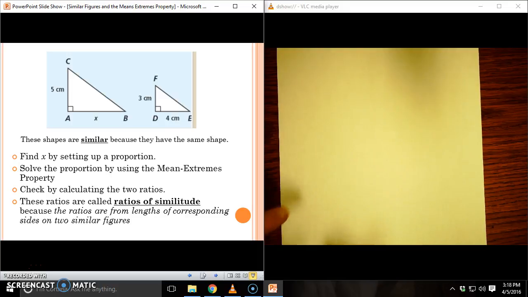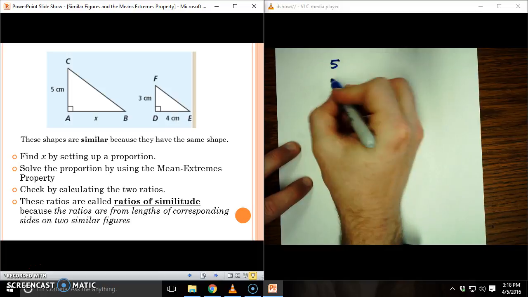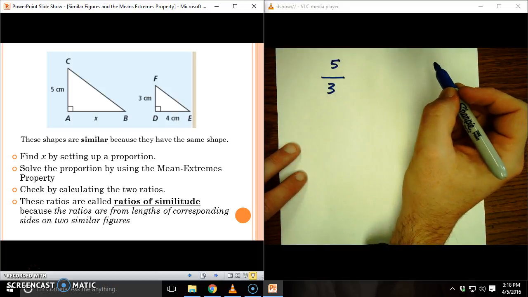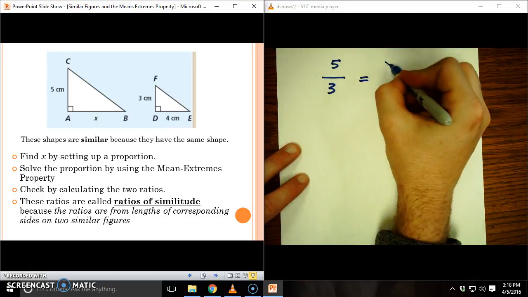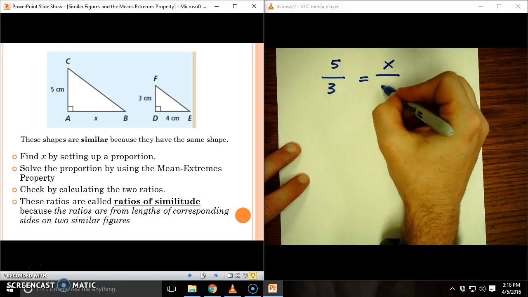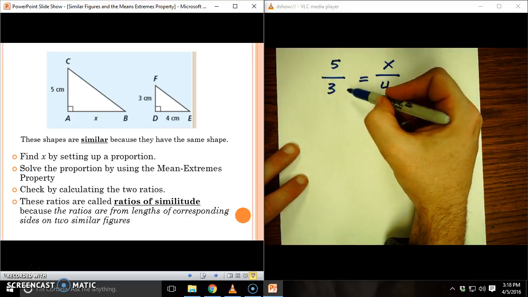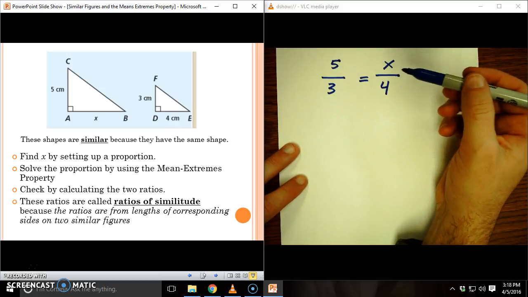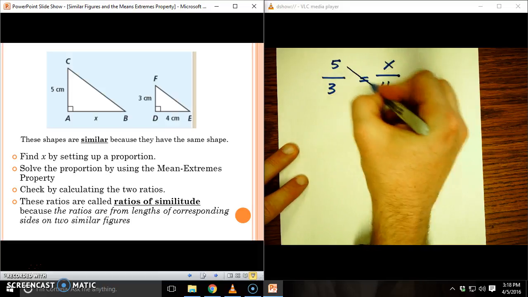So I know that 5 corresponds with 3. Those lengths are similar. They have the same ratio of similitude, and that equals x divided by 4. So 5 is to 3 as x is to 4. I could also do 3 is to 5 as 4 is to x. Same thing. And now what I'm going to do is cross multiply.